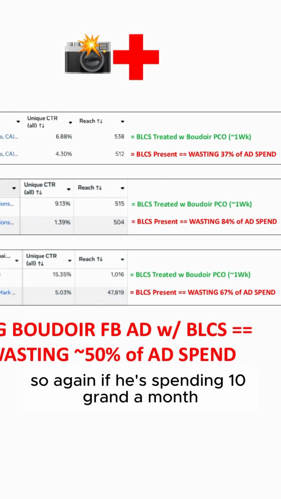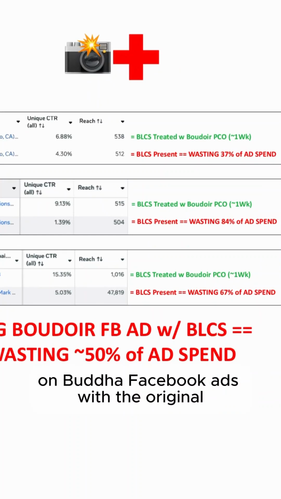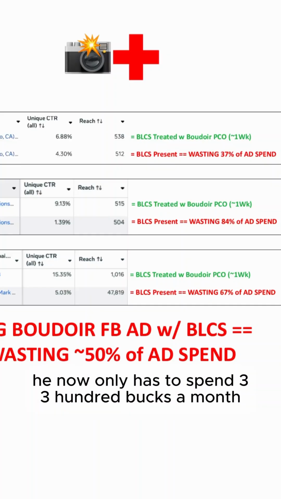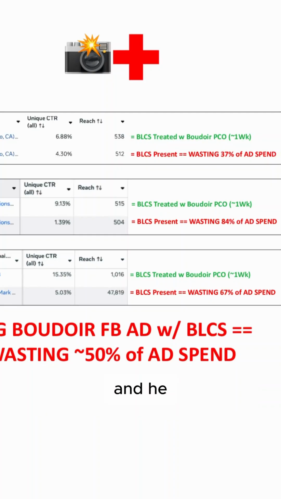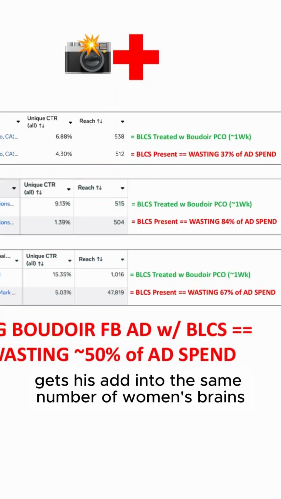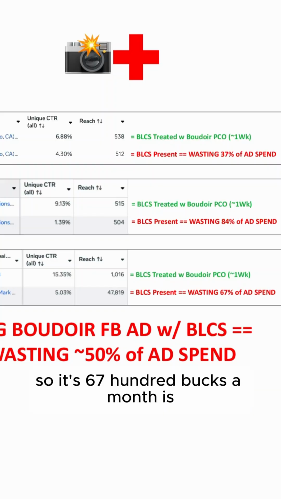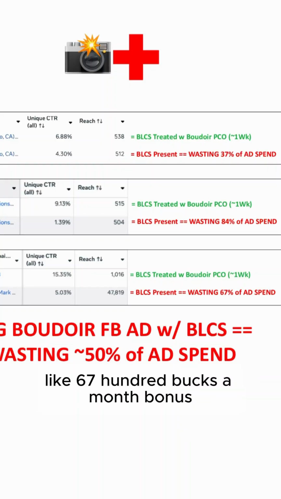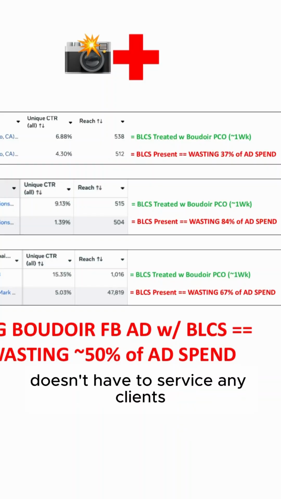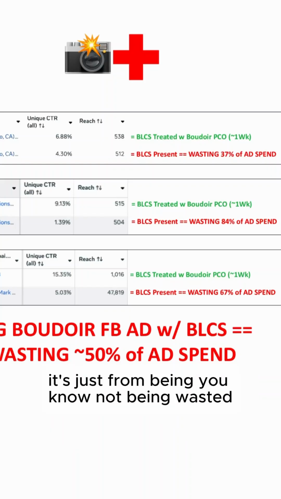If he's spending 10 grand a month on Boudoir Facebook ads with the original, he now only has to spend $3,300 a month with the Boudoir Pico treated ad, and he gets his ad into the same number of women's brains. So it's $6,700 a month he doesn't have to spend. It's cash back in his pocket, like a $6,700 a month bonus. He doesn't have to service any clients. It's just from not being wasted.